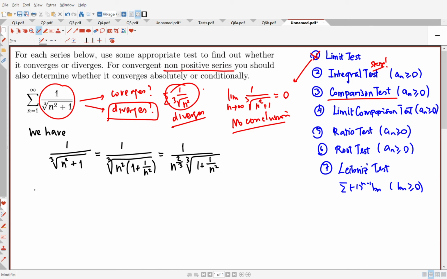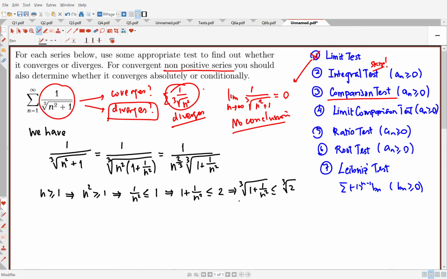And we see that if n is more than or equal to 1, then n squared is more than or equal to 1, then 1 over n squared is less than or equal to 1, then 1 plus 1 over n squared is less than or equal to 2, then we have this, then we have 1 over is more than or equal to.